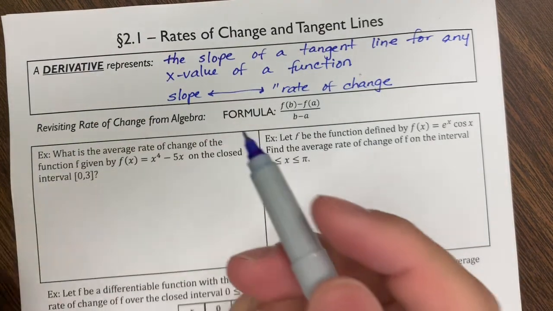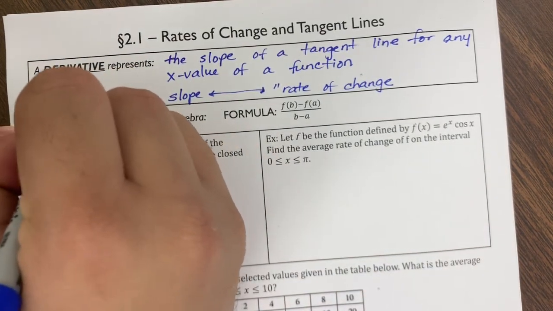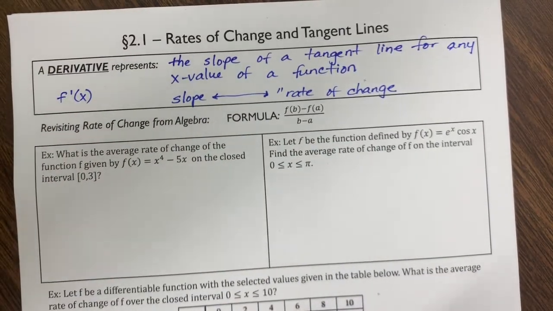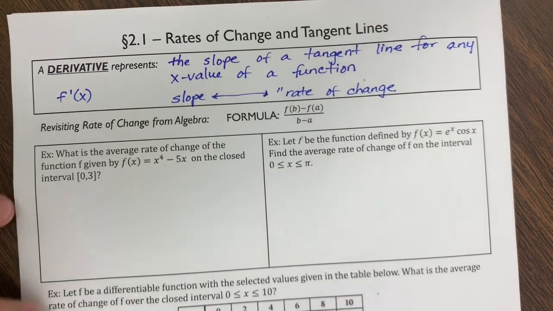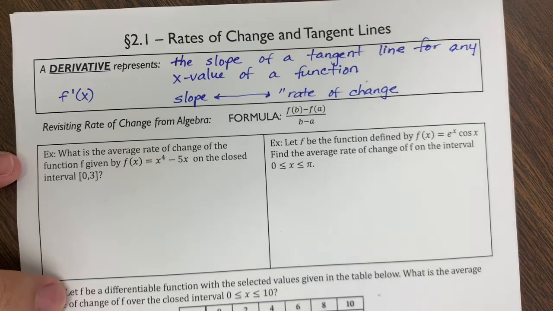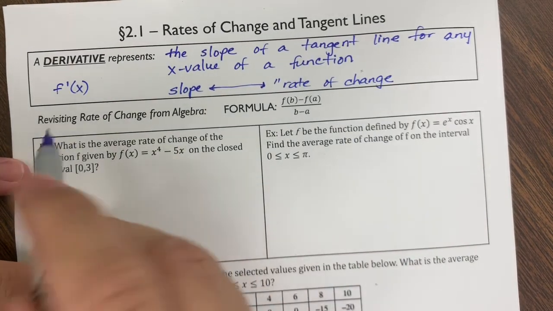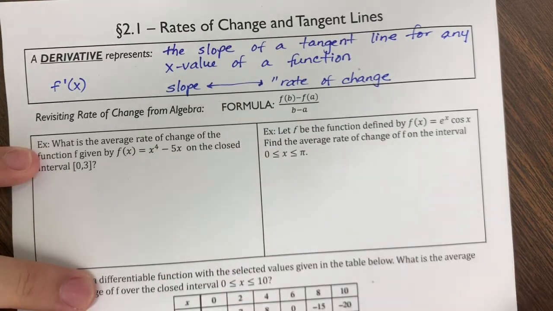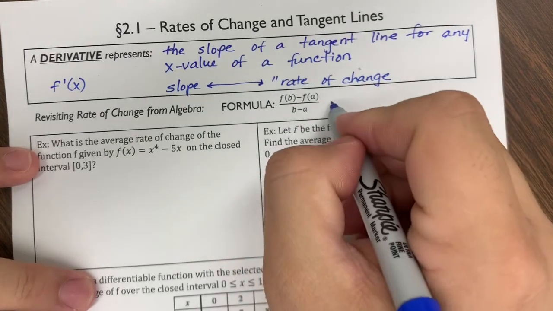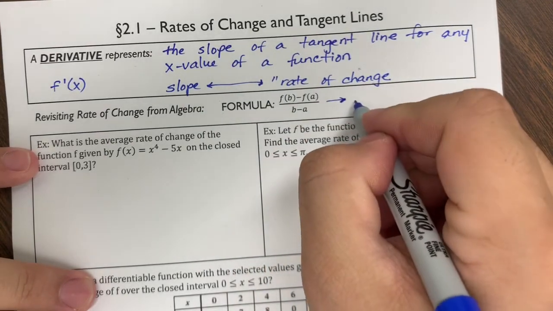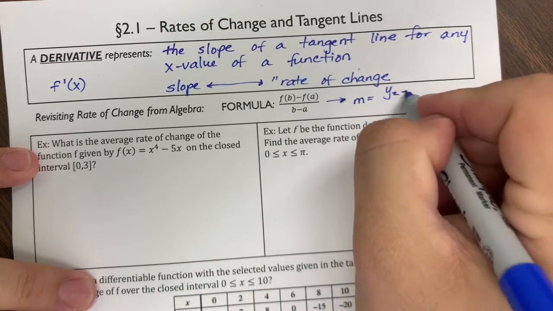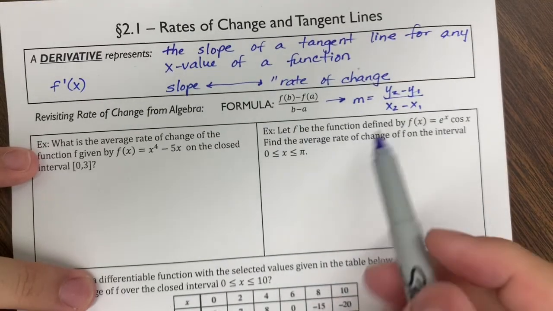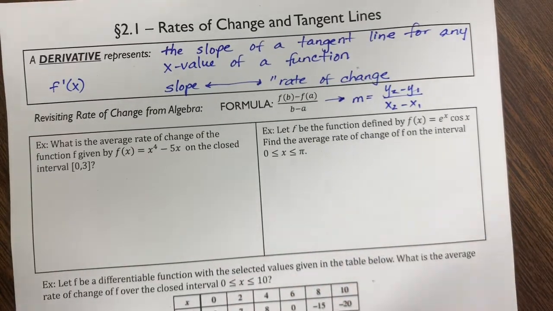A different notation that we can often use for the derivative is f prime of x. So if you're given a function f of x, then f prime of x represents the derivative of that function. Before I get into the details of how to figure out what a derivative is, it's important to revisit what a rate of change is from algebra. The formula is f of b minus f of a over b minus a. It looks similar to the slope equation, y2 minus y1 over x2 minus x1. They're both just different variations of slope or rate of change.